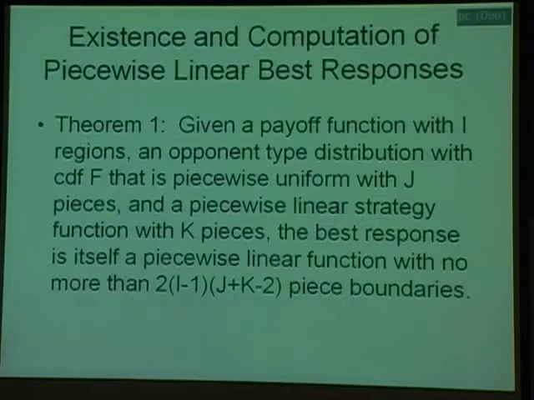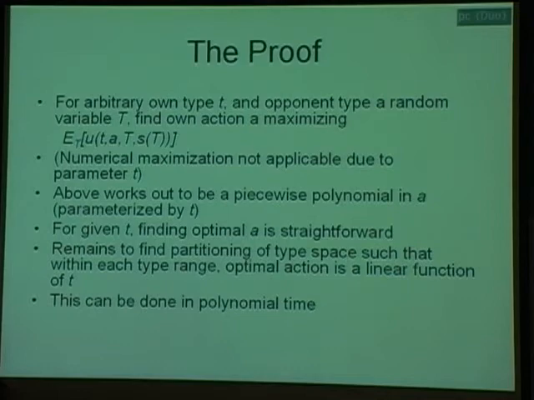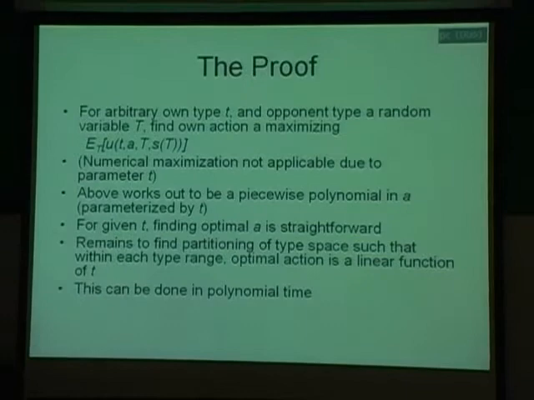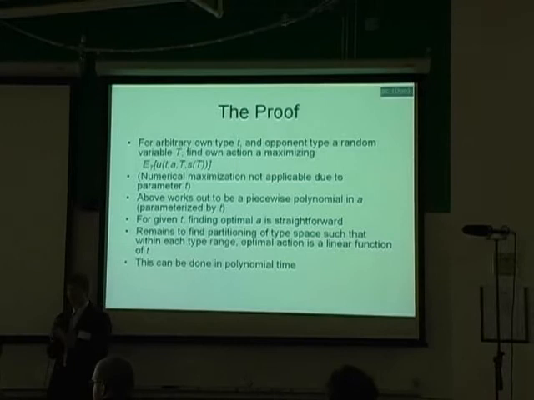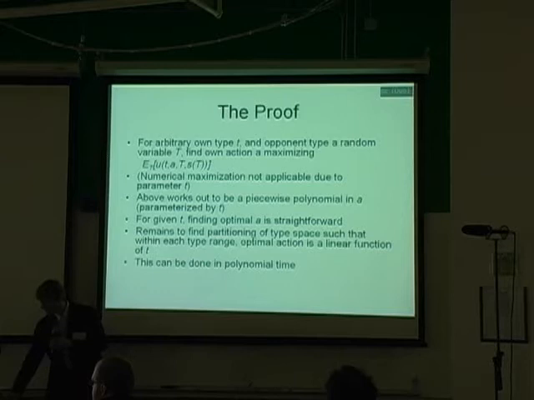So the great thing about this is that it means that we can now iterate this best response procedure from some arbitrary seed strategy. And if we're lucky enough that it converges, in other words, reaches a fixed point, then we have a strategy that's a best response to itself and is a Nash equilibrium. So the theoretical result is the best response finding, showing that the best response to piecewise linear strategies is piecewise linear.